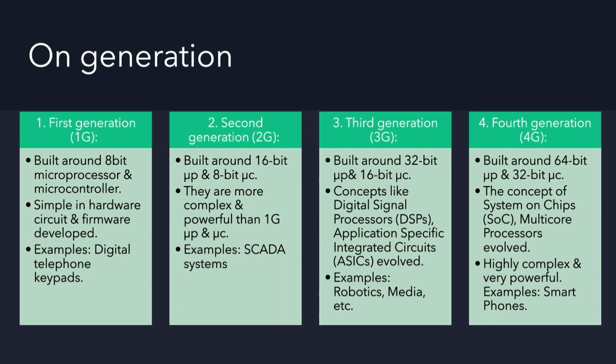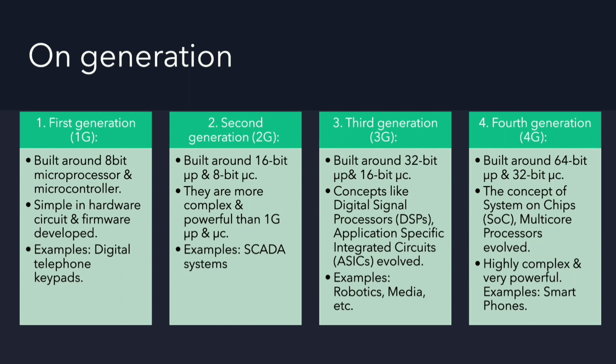The second generation or 2G. They are built around a 16-bit microprocessor and an 8-bit microcontroller. They are more complex and powerful than 1G microprocessors and microcontrollers. An example for the second generation is SCADA systems. For the third generation, they are built around a 32-bit microprocessor and a 16-bit microcontroller. Concepts like digital signal processors and application-specific integrated circuits evolved. The examples for the third generation are robotics, media, etc.